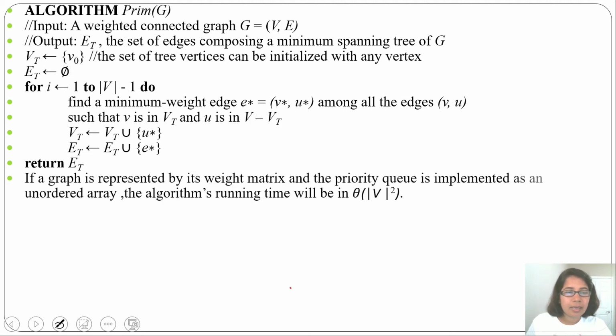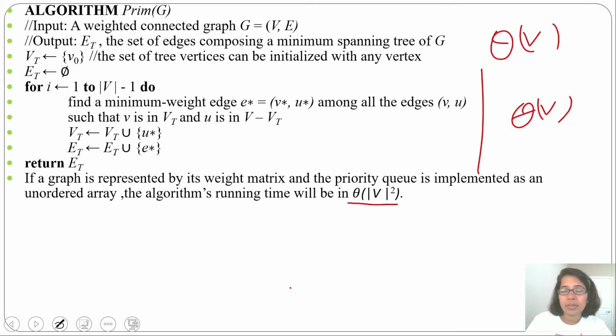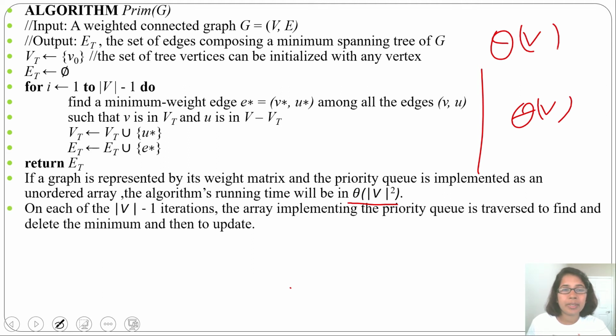Let's analyze this algorithm. If the graph is represented by its weight matrix and the priority queue is implemented as an unordered array, the array is not sorted, then the algorithm runs in theta of number of vertices squared. It will be theta of v for this for loop. We traverse the whole array to find the minimum and we delete that minimum. So that will be again theta of v. That's why in total it will be theta of v squared.